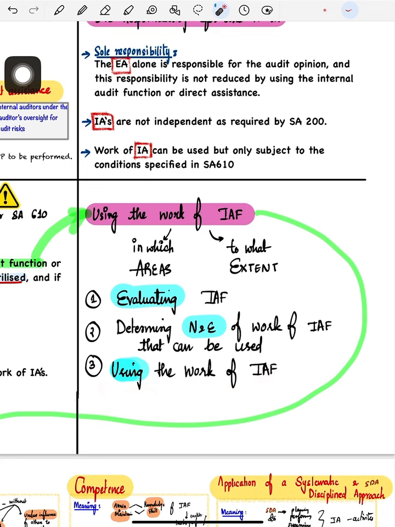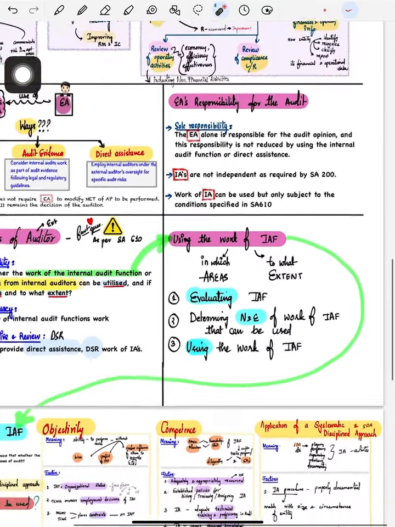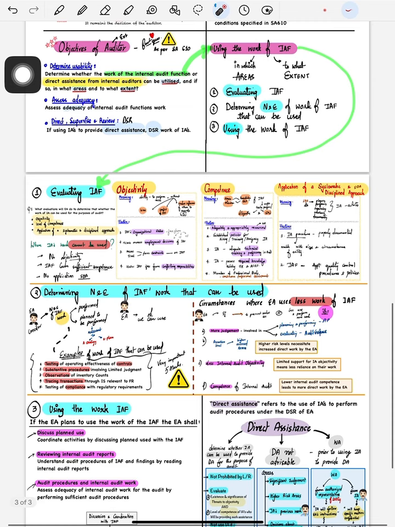of internal audit function. First, evaluate the internal audit function. Second, determine the nature and extent of work that can be used. And third thing, you're using the work. So these three are the main points over here: point 1, point 2, and point 3. First, you need to evaluate the internal audit function. Second, you need to determine the nature and extent of internal audit function that can be used, and using the work of internal audit function. So these three are the major points.